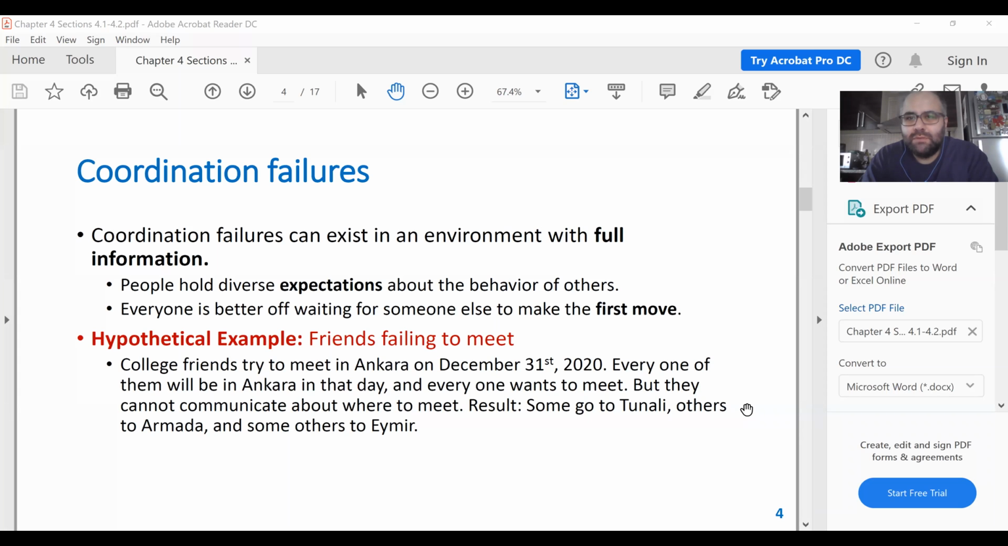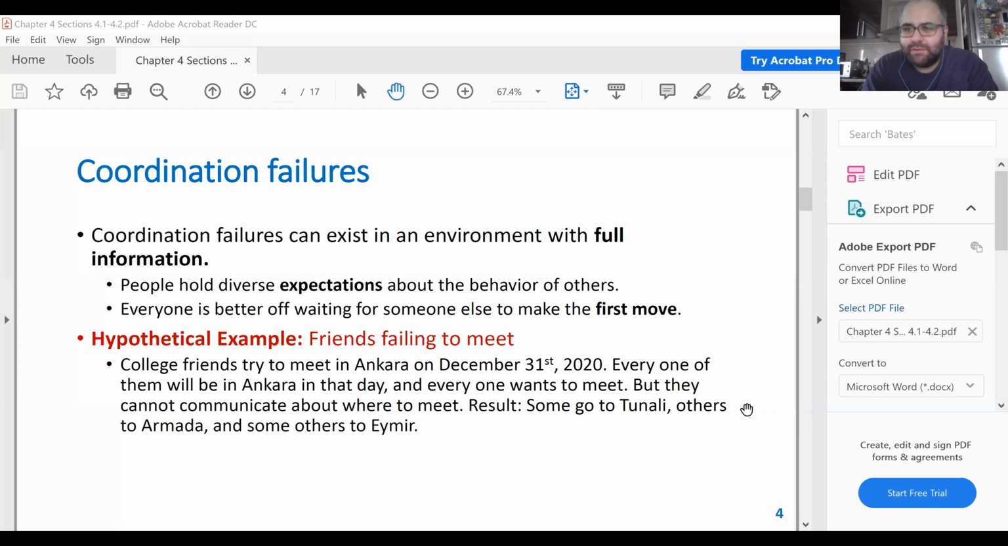But if I had very diverse expectations about your behavior, or if some of you assume that Dr. Attar will not show up today, why? I don't know why. But if he or she had this expectation, then he or she could not coordinate himself or herself for attending the class, right? So that type of thing. So expectations matter.